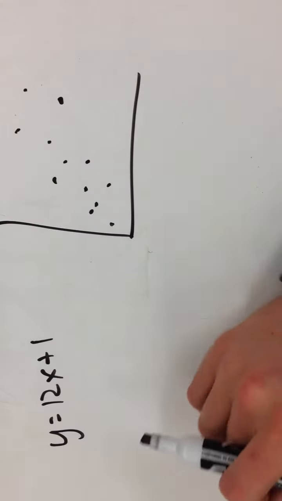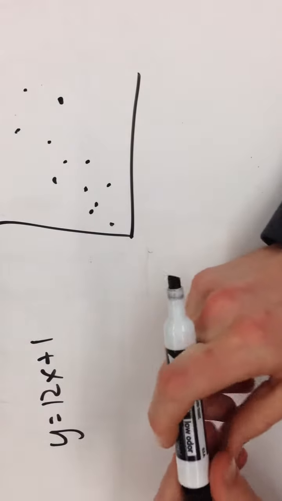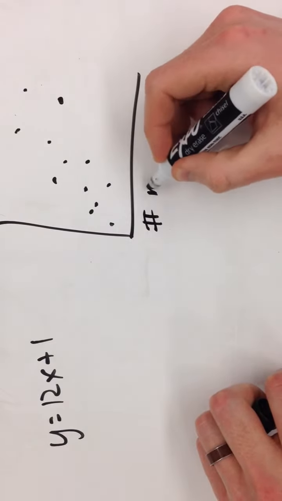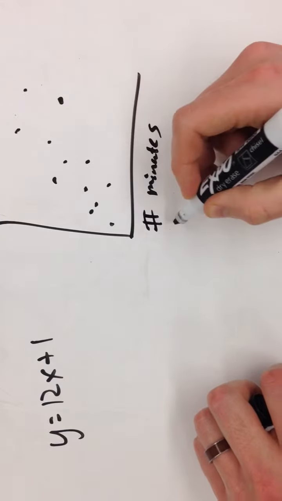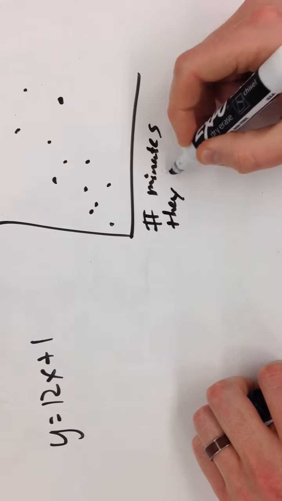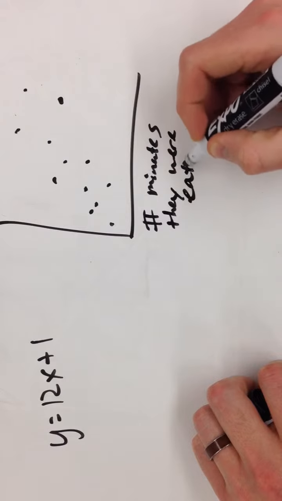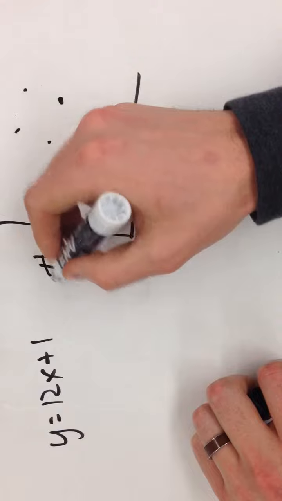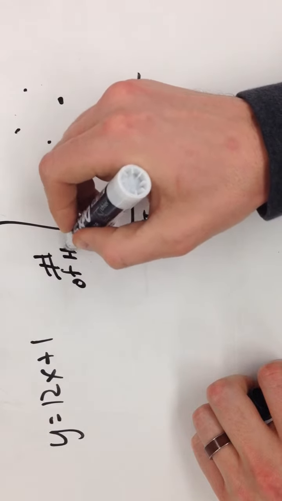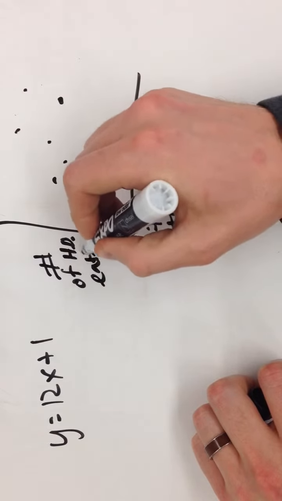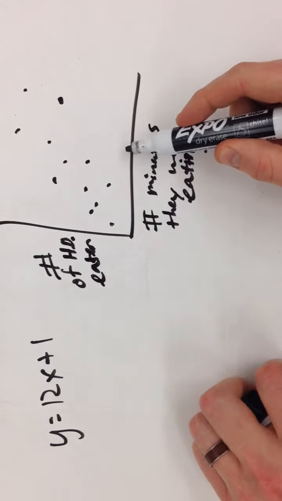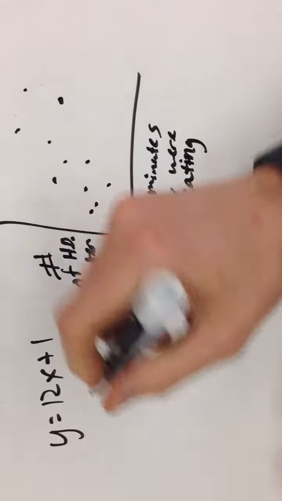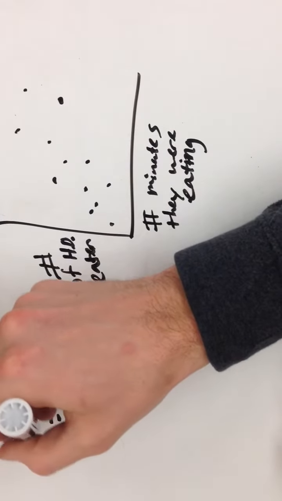So every year there's these awesome hot dog eating contests, and they gather some data where they had the number of minutes the people were eating, and the number of hot dogs eaten. Okay? So typically you give them more time, a lot more hot dogs are eaten. So what I want to talk about in this one is this idea of residual.